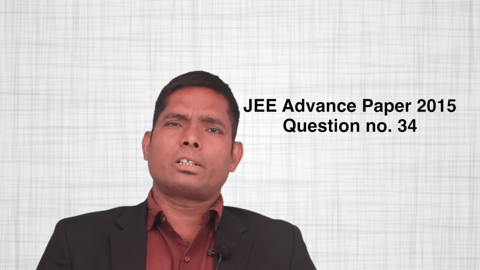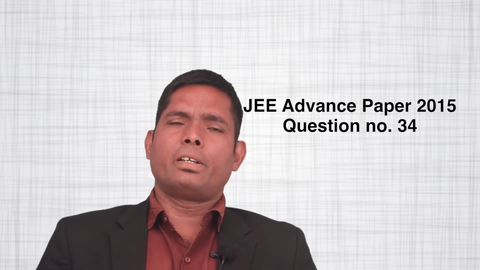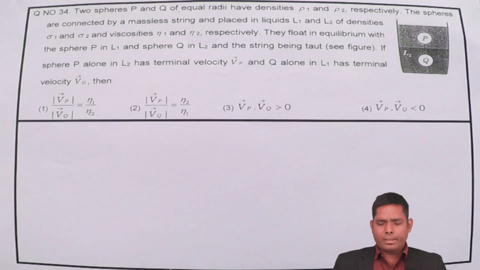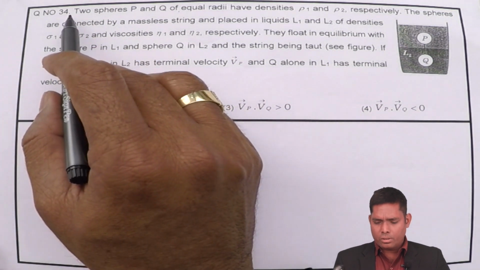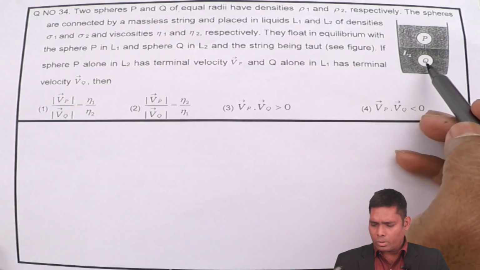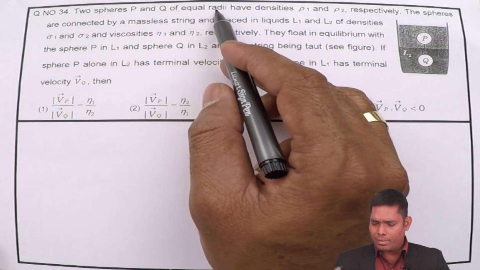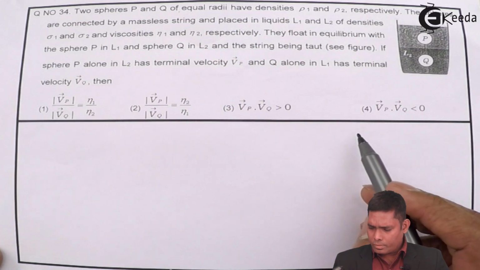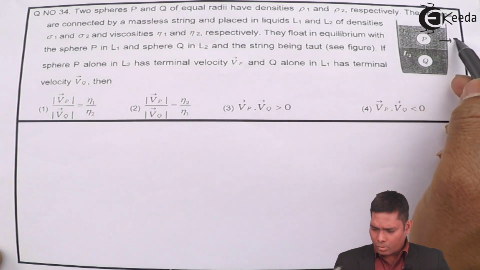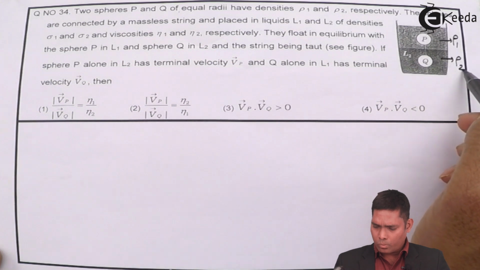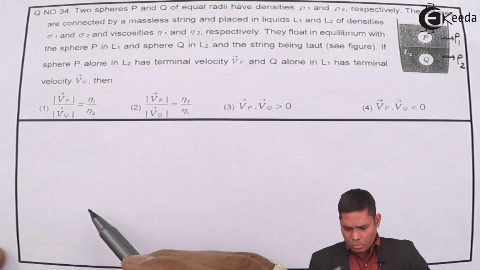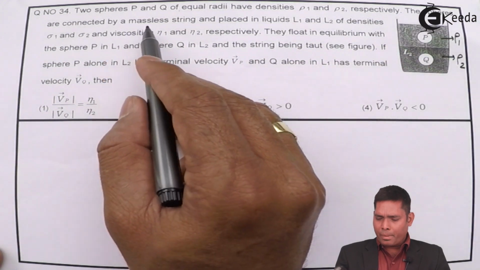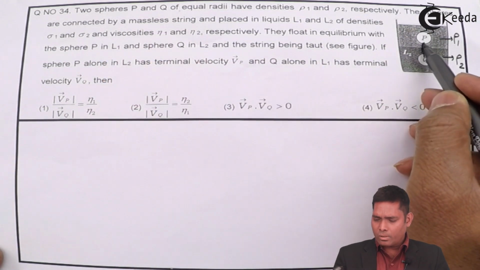Hello students, let us solve the next question, question number 34 of JEE Advanced Physics Paper 2015. Students, let us solve this question. Two spheres P and Q of equal radii have densities rho 1 and rho 2. This one has density rho 1 and this one has density rho 2. The spheres are connected by a massless string.